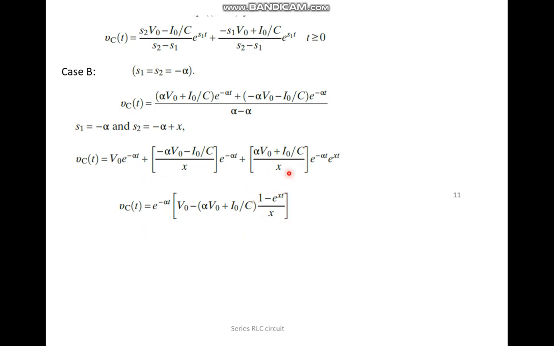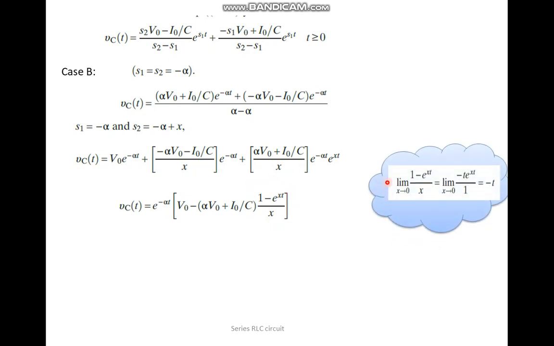Here in this expression as well, we can see that 1 minus e power xt over x as limit x approaches to 0 generates a 0 by 0 form. The application of L'Hopital's rule on such an expression gives us minus t as a result.